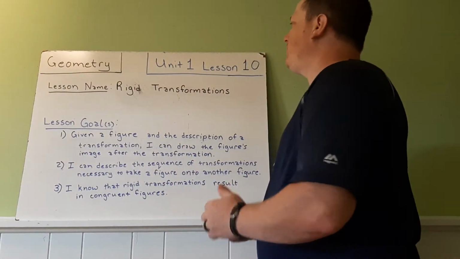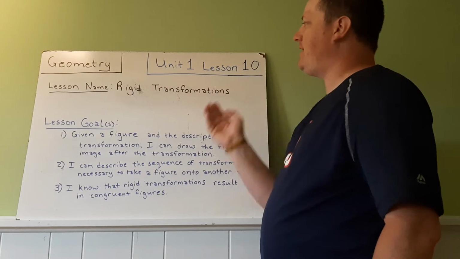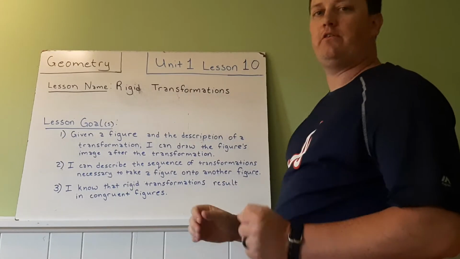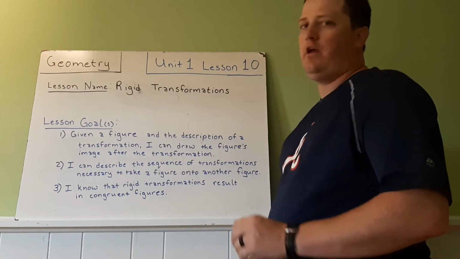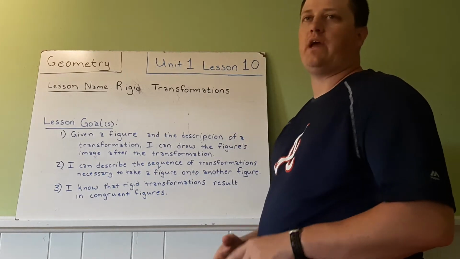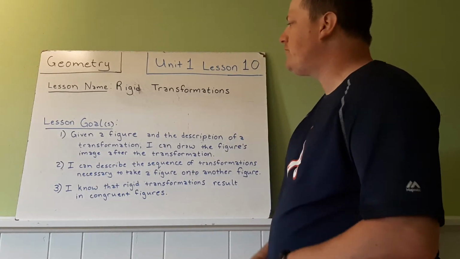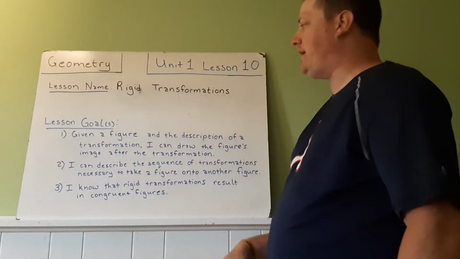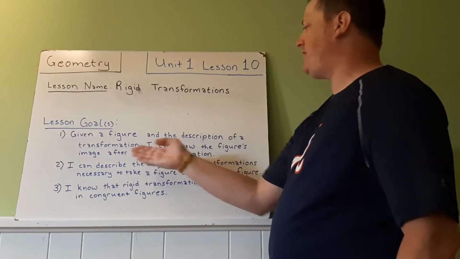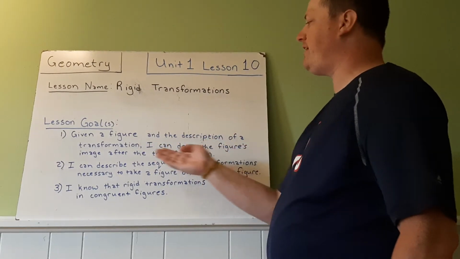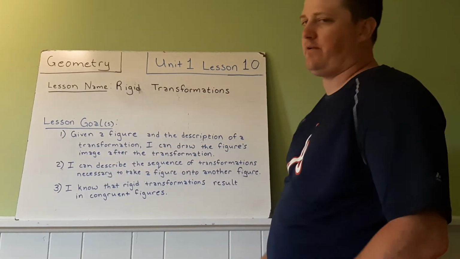Hey geometry students, we're going to look at Unit 1, Lesson 10, Rigid Transformations. This is the ability to move a shape from one place to another using translation, rotation, and reflection. So our learning goals, here we have 3 in this lesson. Given a figure and the description of a transformation, I can draw the figure's image after the transformation.